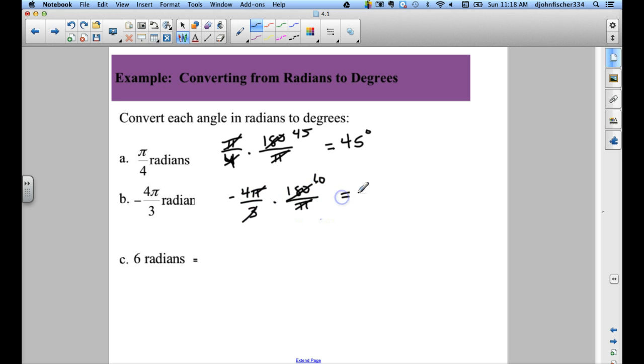60. So it's negative 240 degrees. Now notice this one says 6 radians. There's no symbol with it like pi or anything, but it's still in radians. So we're going to take 6 times 180 over pi, which we're going to get, I'm going to write it out as 1080 over pi degrees. You might want to divide that out and get a decimal answer, but that's okay too.